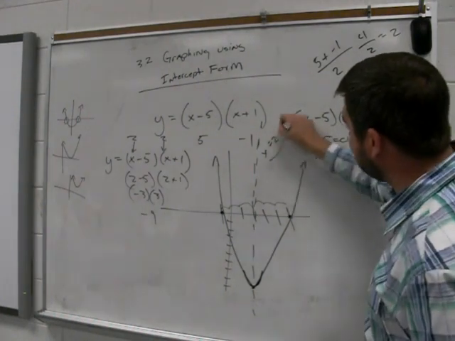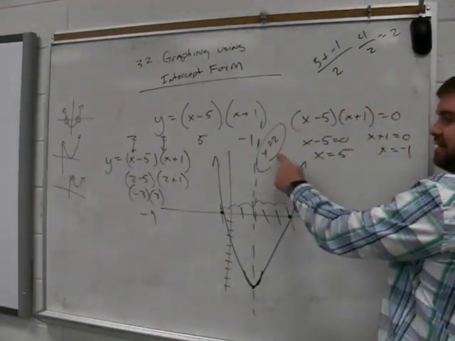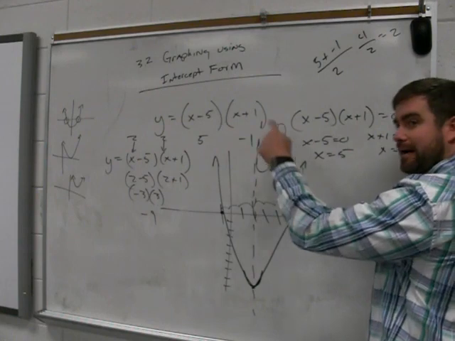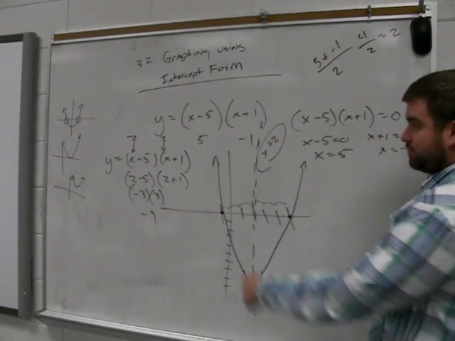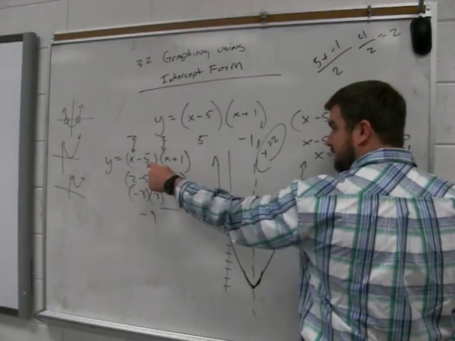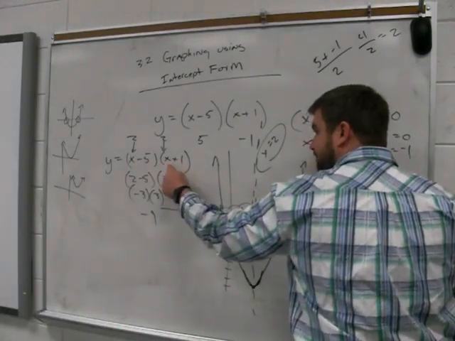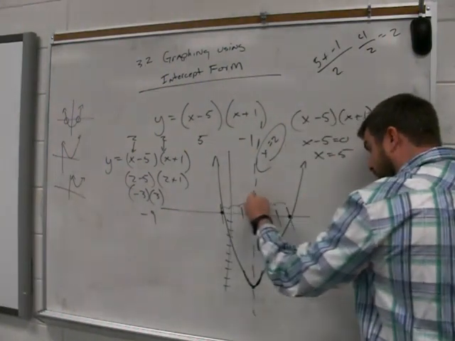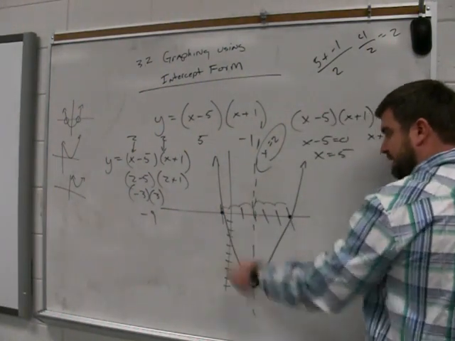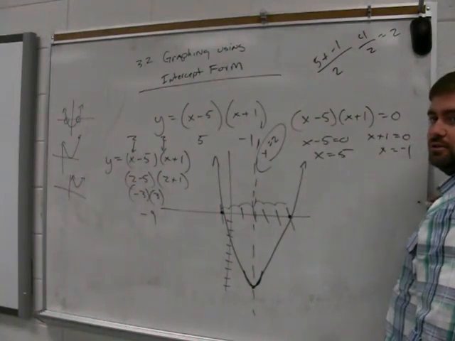So once I find the x of my vertex, if I know that x equals 2, how do I go the next step and find the y? It's just like the other two methods. What do I do? Plug it in. I plug in 2 for x and 2 for x. And I solve. And I get negative 9. So I go positive 2, negative 9. There's my vertex. And it's going up. Just like that.